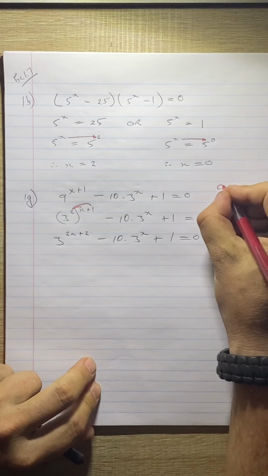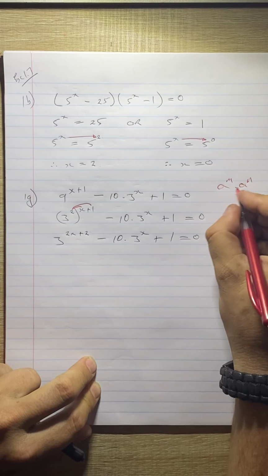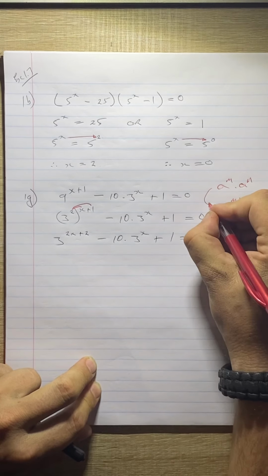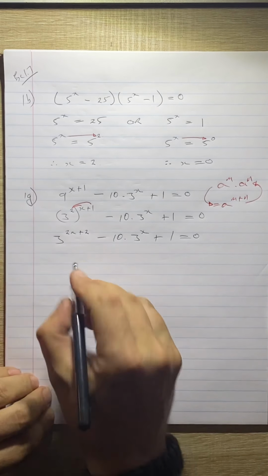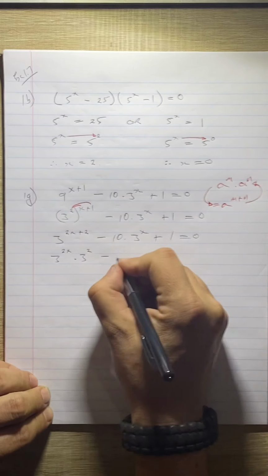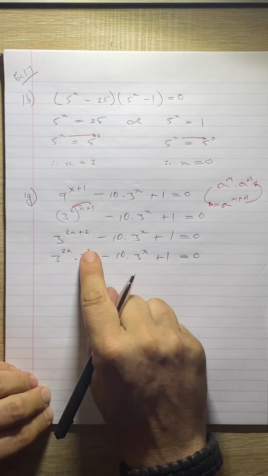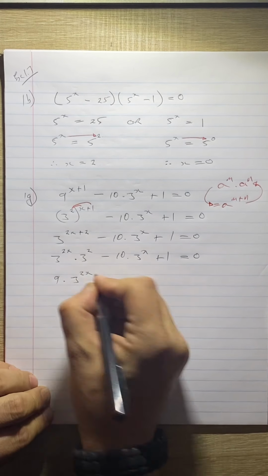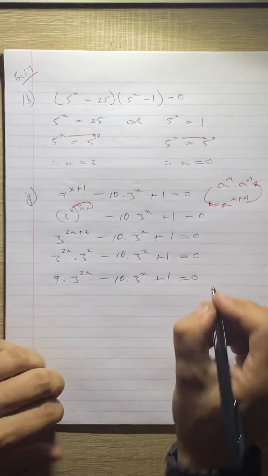All right, so what I'm going to do here is I'm going to split this one. Remember, we use that law, so if bases are the same and you're multiplying, you add the exponents. So that's going in that direction. What I'm going to do is I'm going to reverse it. So I'm going to split this here, and this becomes 3 to the 2x times 3 to the 2 minus 10 times 3 to the x plus 1 equals 0. Okay, so 3 squared gives us 9. So this becomes 9 times 3 to the 2x minus 10 times 3 to the x plus 1 equals 0.